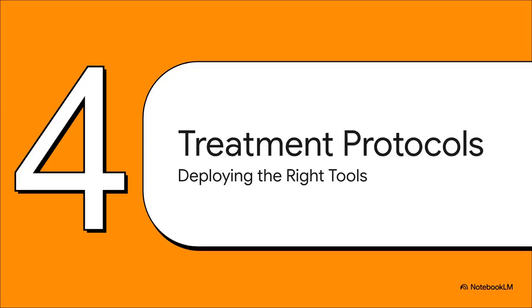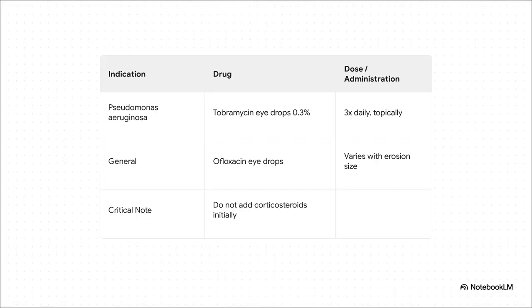All right, now that we've properly identified our culprits, let's talk about deploying the right therapeutic weapons from our arsenal. It's all about selecting the right tool for the job to neutralize these threats. For bacterial keratitis, particularly from an aggressive bug like Pseudomonas, your first line of attack is topical antibiotic therapy. But here is the absolute golden rule. Do not add corticosteroids during the initial phase. I can't stress this enough. It can seriously worsen the infection.